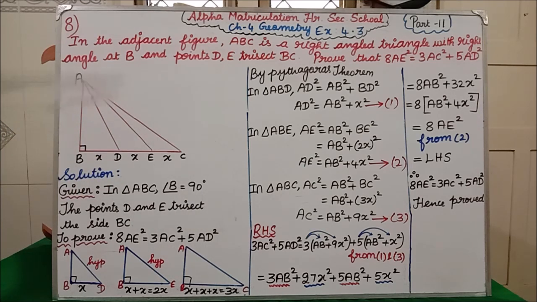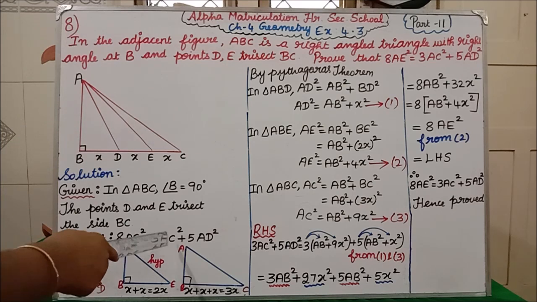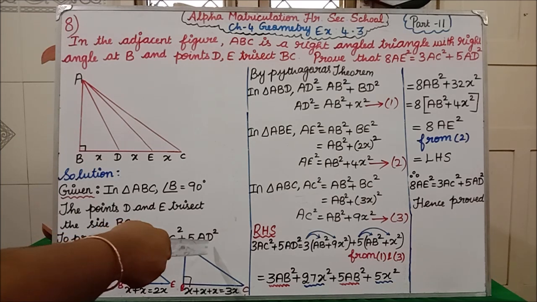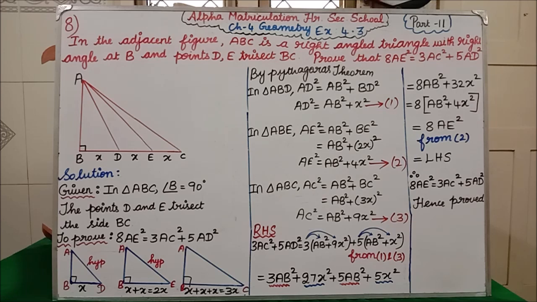What we have to prove? 8AE square equal to 3AC square plus 5AD square. Students, if you see this diagram from the whole ABC, how many triangles we can make? So first triangle is ABD. So I have drawn that small. Next triangle is what? ABE. I have drawn that a little bit bigger. The next triangle is ABC, the full triangle, so that is bigger.